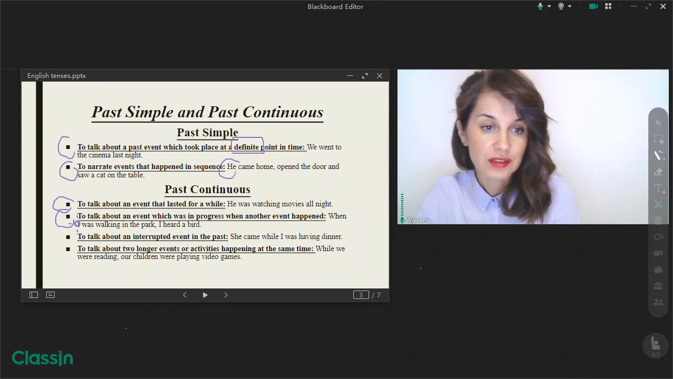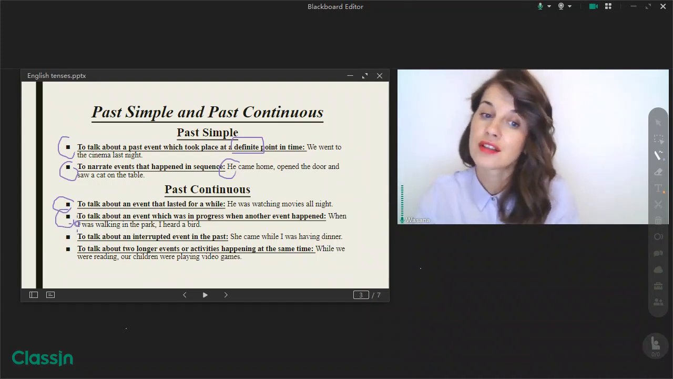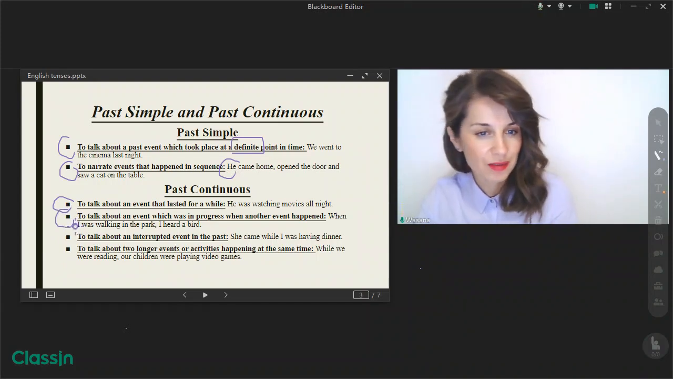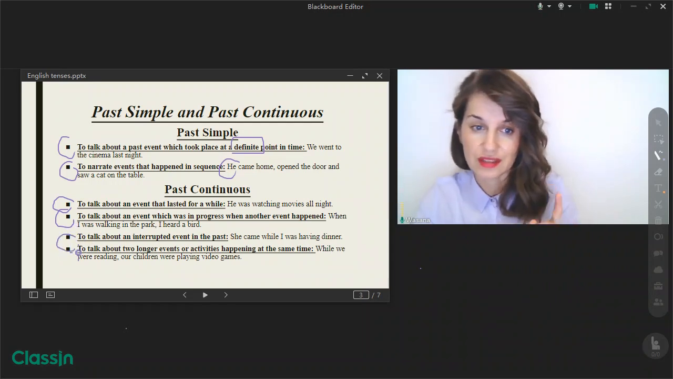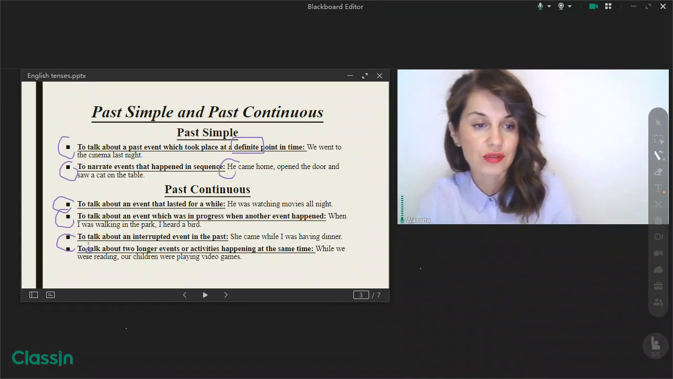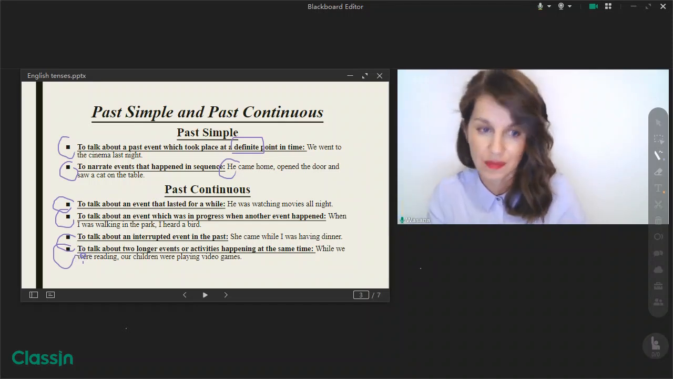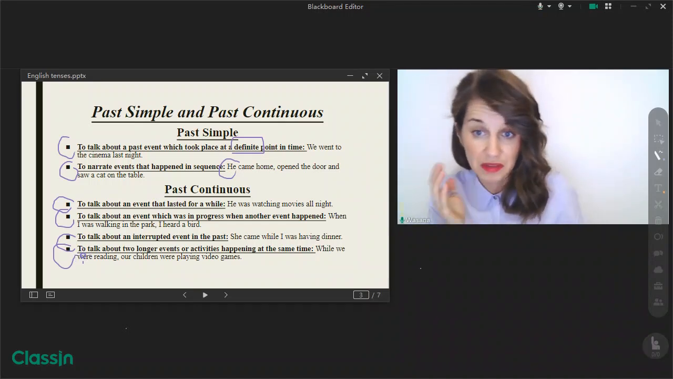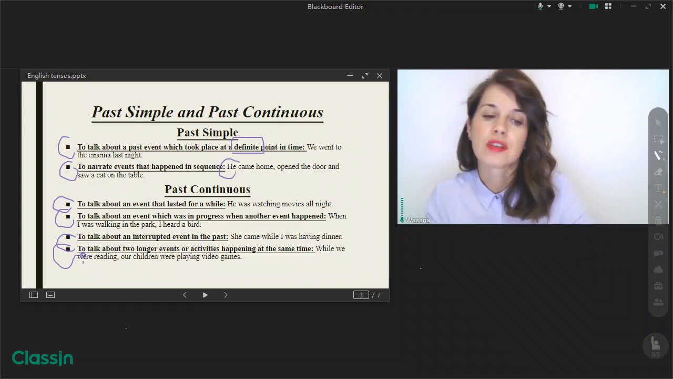To talk about an event which was in progress when another event happened: When I was walking in the park, I heard a bird. To talk about an interrupted event in the past: she came while I was having dinner. And to talk about two longer events or activities happening at the same time: while we were reading something, our children were playing video games.